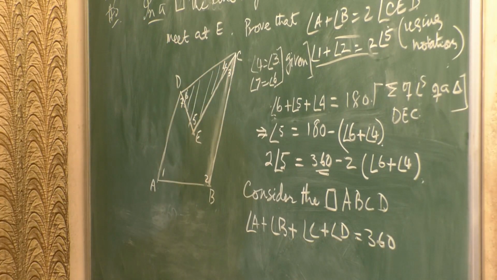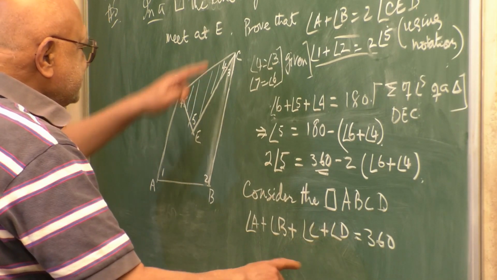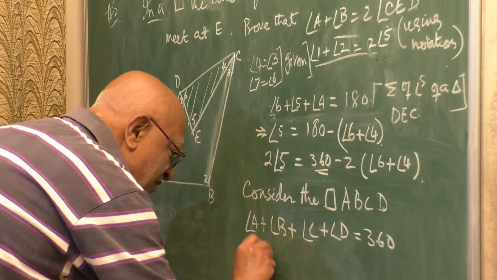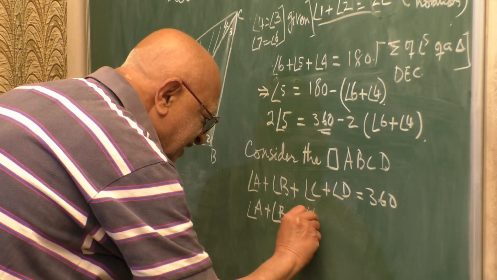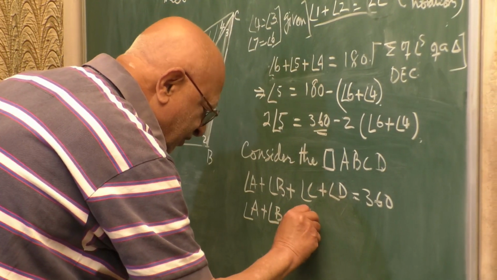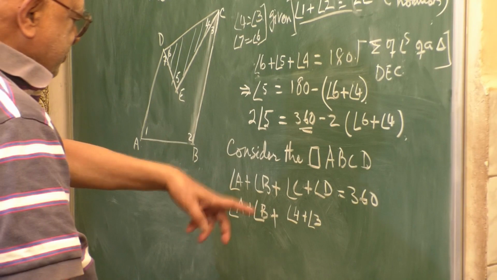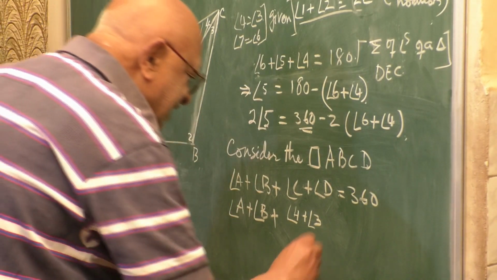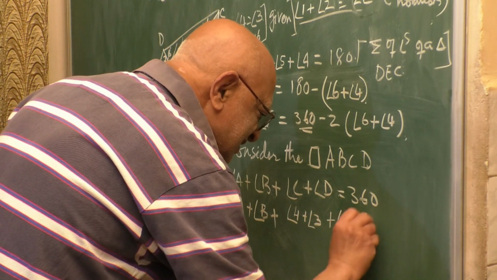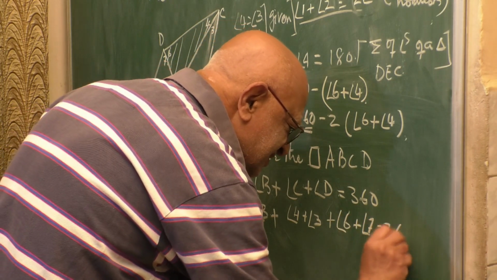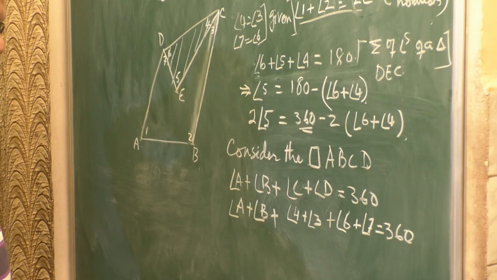Okay. Now, what is angle C plus angle D? So angle A plus angle B, I can write angle C as angle 3 plus angle 4. Sorry, it should be angle 3 anyway. And angle D I can write as angle 6 plus angle 7 is equal to 360. I have just split these angles. You will see the reason for splitting them.